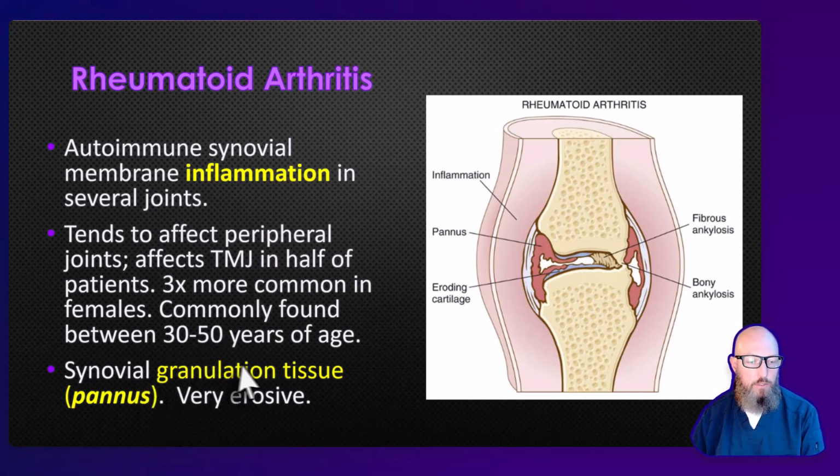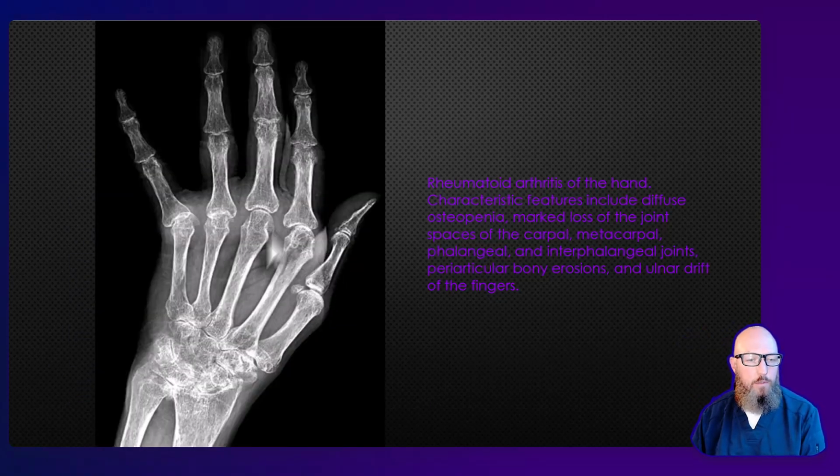And this I mentioned, granulation tissue, pannus. It tends to be very erosive. And I'll show you here in the next image. Probably tough for a dentist to recognize this, even myself. I don't look at hand radiographs, but there's some osteopenia along the joint spaces. And then another typical feature of rheumatoid arthritis is the ulnar drift of the fingers, so drifting outward.